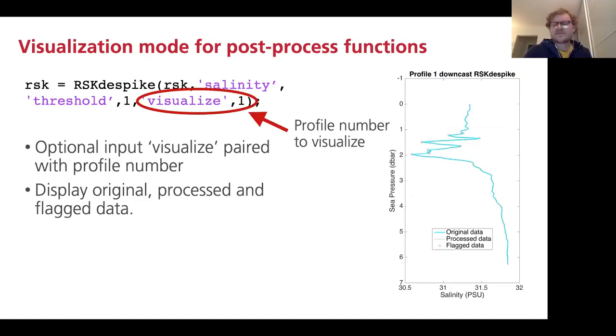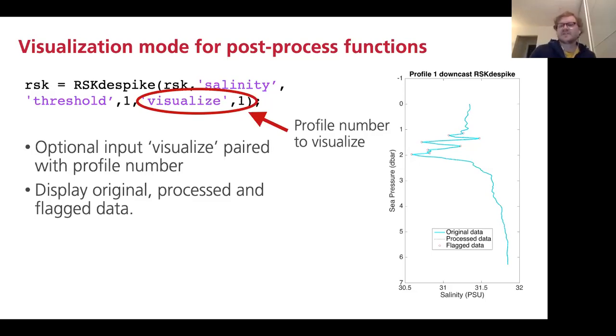Most of the post-processing functions, if not all, in fact, have an option to visualize the output. If you just add this parameter value pair called visualize and then a number, which is the profile you wish to look at, the RSKtools function, whether it's bin averaging or smoothing or aligning or anything, will make a graph showing you the original data, the processed data, and the data which was flagged.